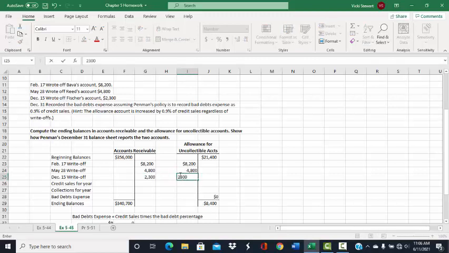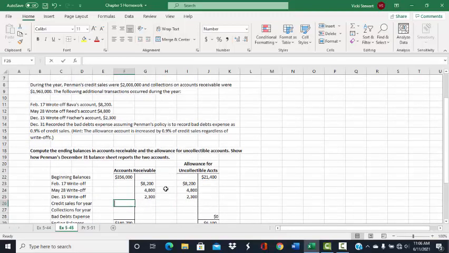We also need to record in our accounts receivable our credit sales for the year, which were $2,008,000. And we also need to record our collections for the year, $1,963,000. The last thing we need to do is calculate what the bad debts expense would be.